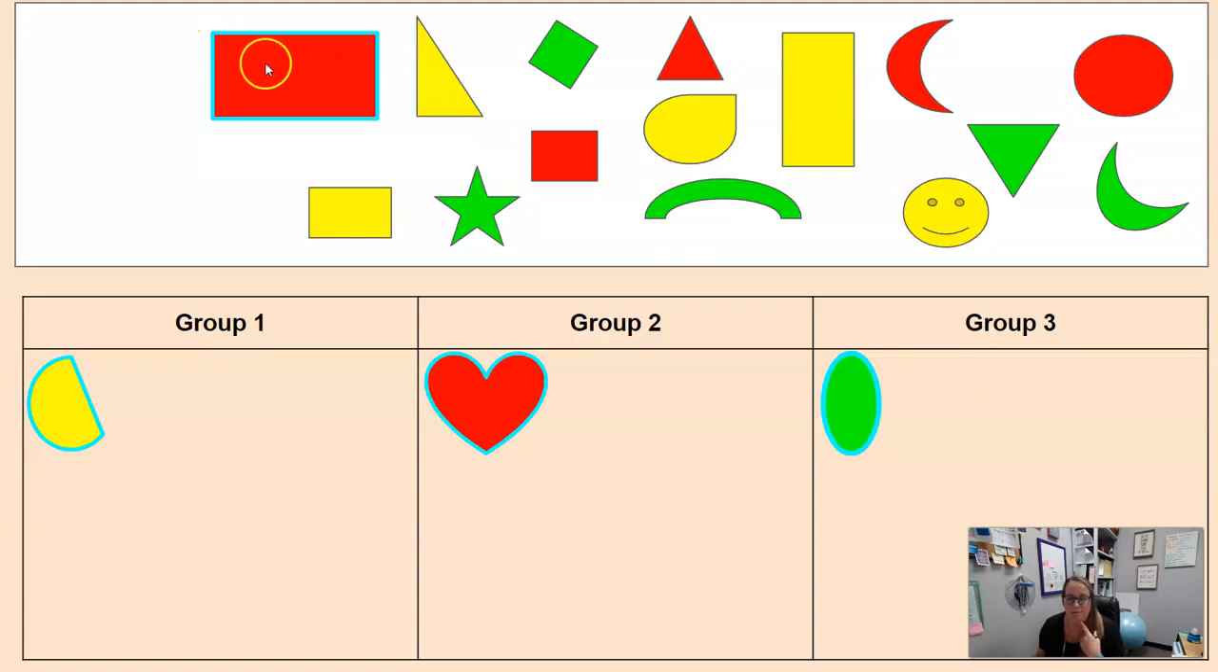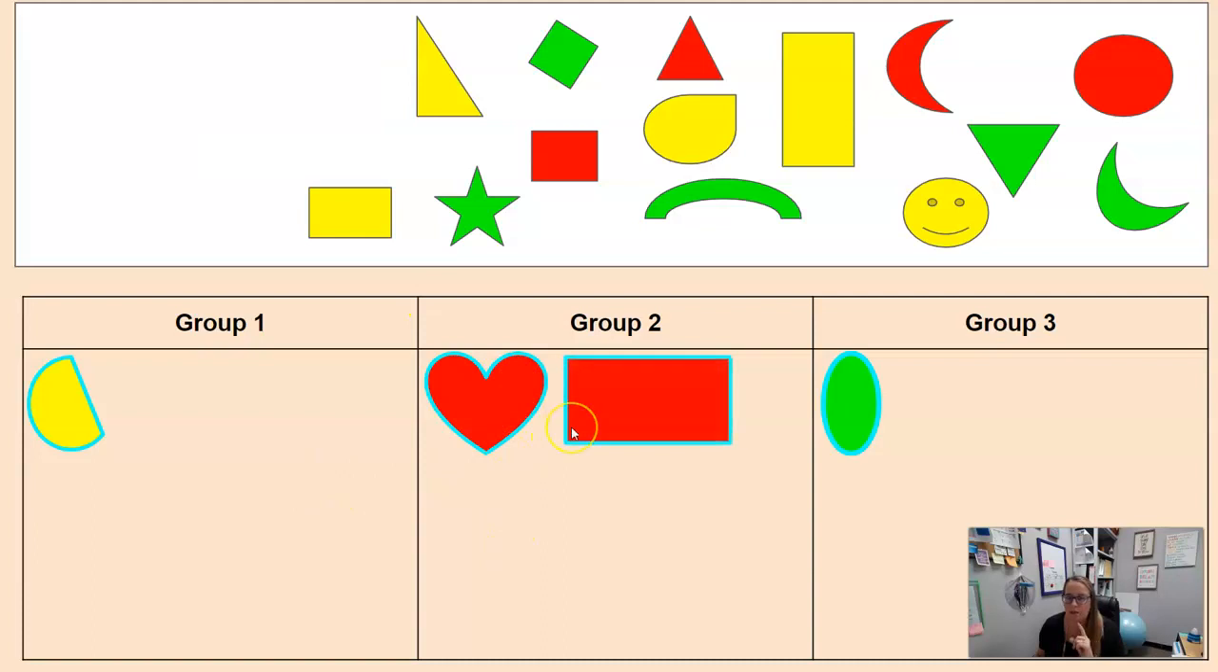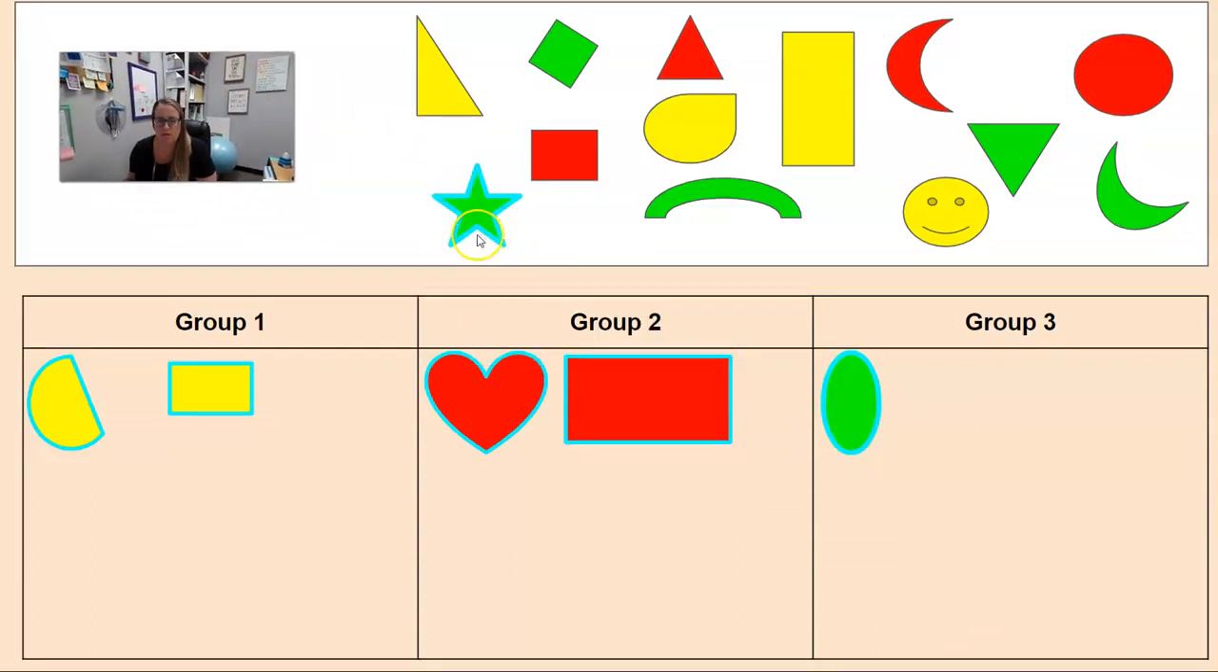Let's see. I have this red rectangle. Do you think it should go in group 1, 2, or 3? I'm going to put it in group 2. Why could I put it in group 2? How is it the same as this red heart? All right, let's see what happens. Next one is this yellow rectangle. So if I have this yellow rectangle, where should I put it? 1, 2, or 3? I'm going to put it in group number 1. How are these two the same? Let's keep going. I have this green star. Where do you think this green star should go? Group 1, 2, or 3?